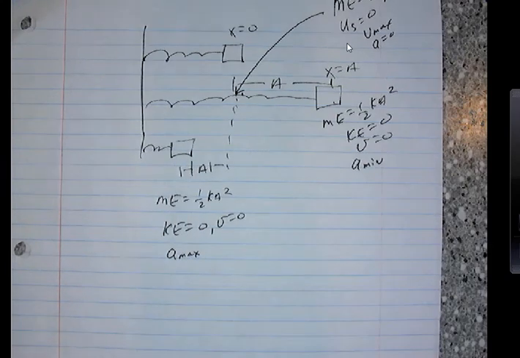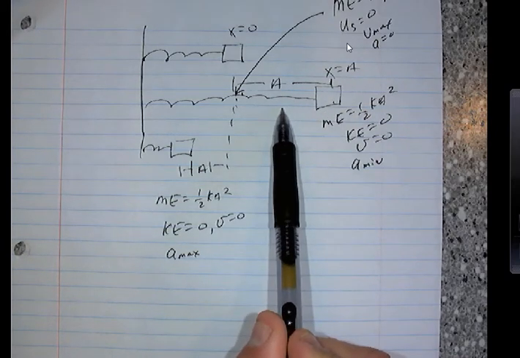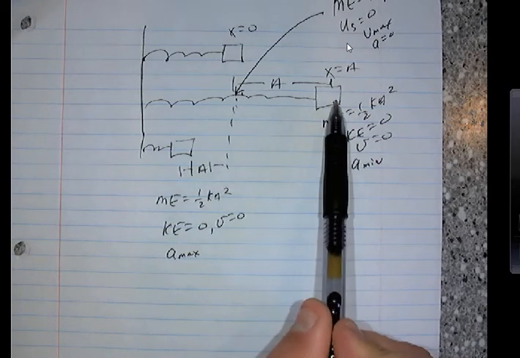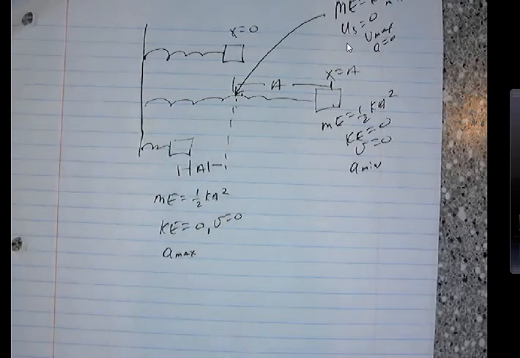Okay, and then the mass on the spring oscillates back and forth. In between here, the energy is made up of spring potential and kinetic. Here it's all spring potential, here it's all kinetic, here it's a combination. And same thing on the other side.